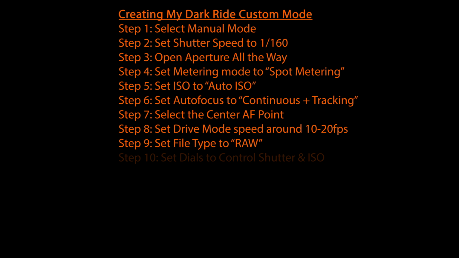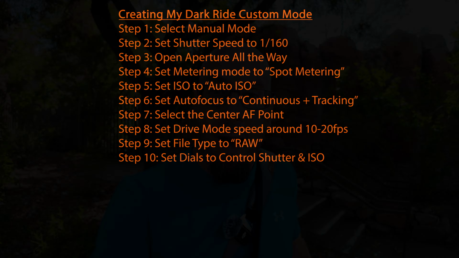So go into your settings and make one dial your shutter speed and one dial your ISO. That way, if you want to maybe come out of auto ISO and dial down to a specific ISO for a certain shot, you can do that just with a roll of your thumb. Same thing with shutter speed.